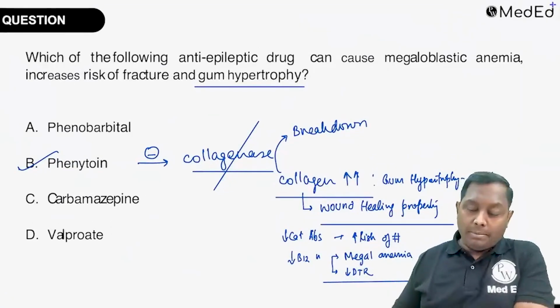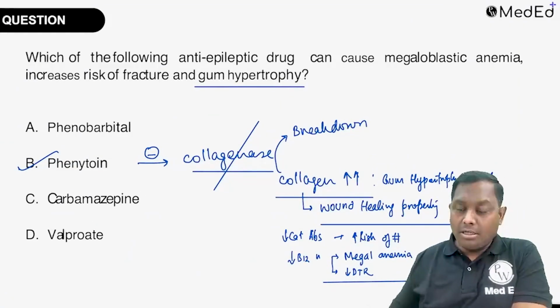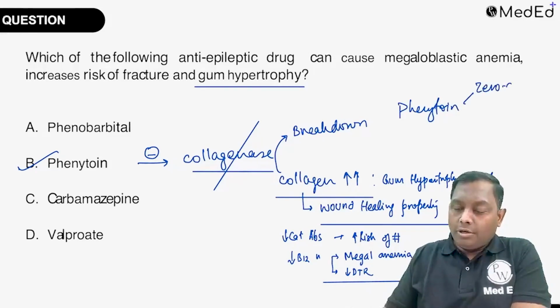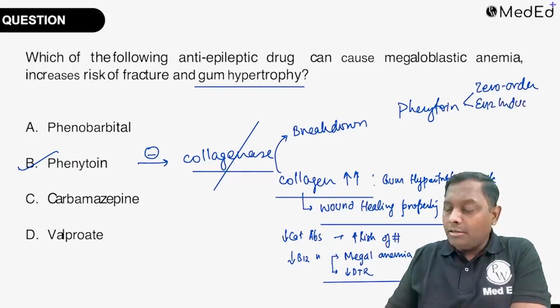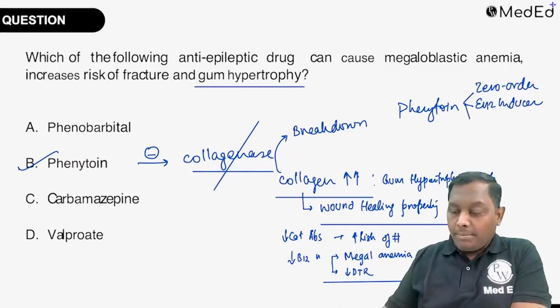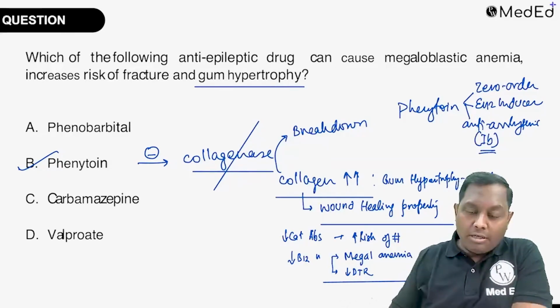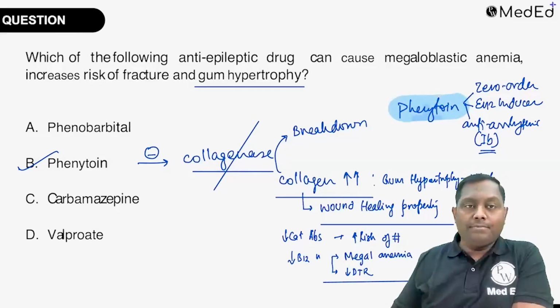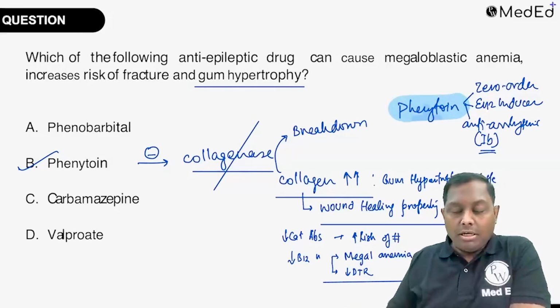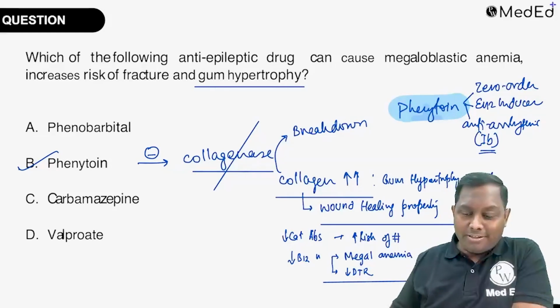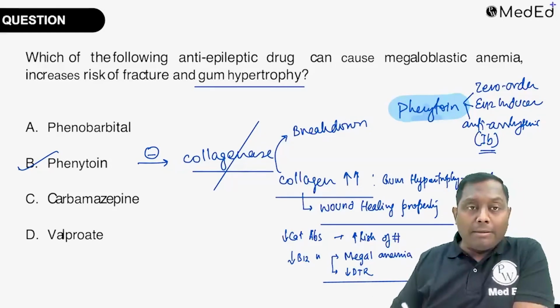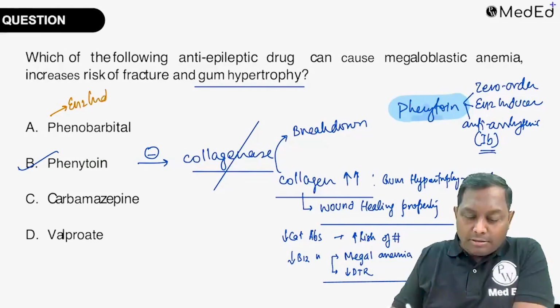Remember, phenytoin is also one of the anti-arrhythmic drugs. Phenytoin as a drug follows zero order kinetics. Question number 1. It's a very, very potent enzyme inducer. Question number 2. It is an anti-epileptic drug also having anti-arrhythmic property, class 1B anti-arrhythmic property. I am talking only and only about phenytoin here. And I have given you the reason why they cause gum hypertrophy, megaloblastic anemia, or increased risk of fracture. Okay? Other drugs, if you see, barbiturates, are also enzyme inducers.